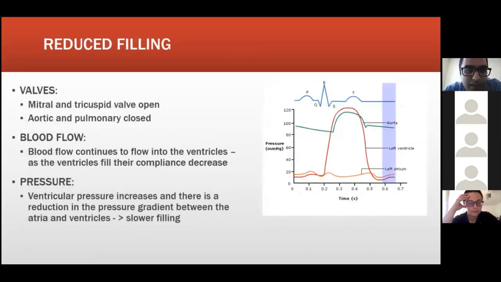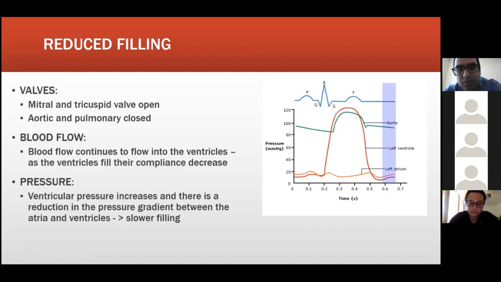And finally, the last phase is reduced filling. During this time, the valves are as they were in the last phase, so the mitral and tricuspid valves are open and the semilunar valves remain closed, and blood is still filling up the ventricles, and the majority of the blood in the ventricles during diastole is here. There is a small rise in ventricular pressures as the aortic and pulmonary valves are still closed.